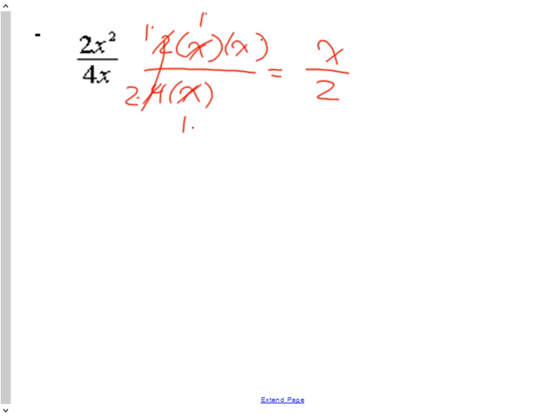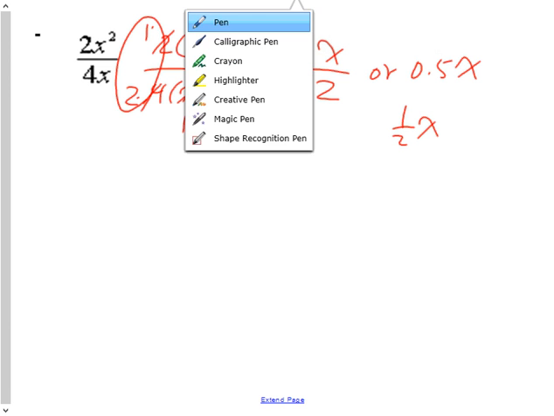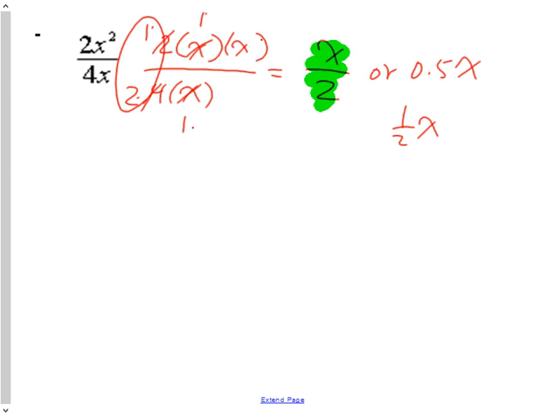Another way you could have said 1 over 2 is really 0.5. So you can have 0.5x, or if you wanted to, a half of x. But either way, all three of those answers is the solution. You could either say half of x this way, half of x that way, or half of x like that.